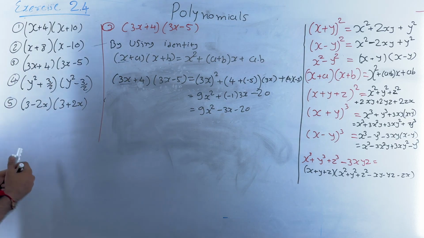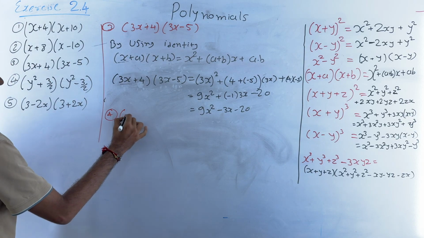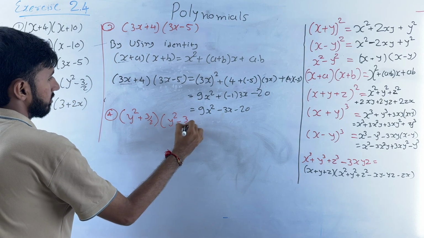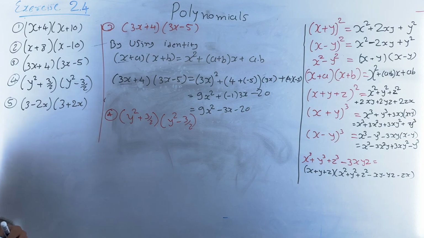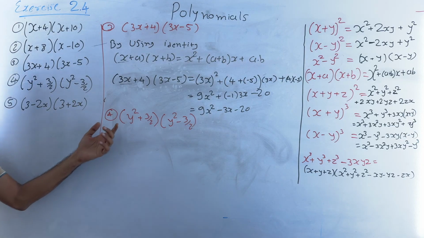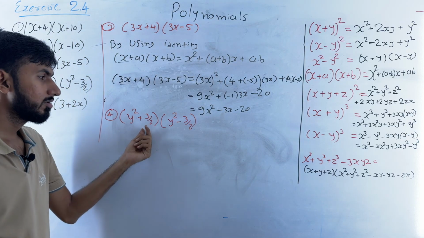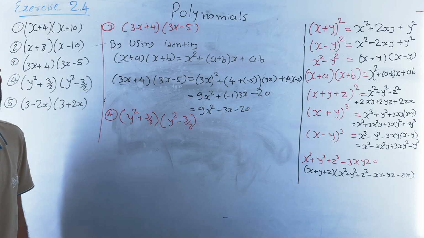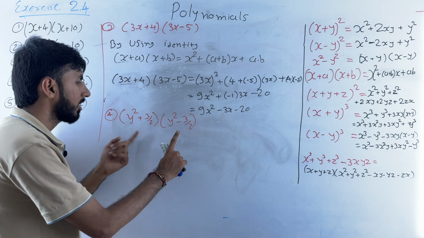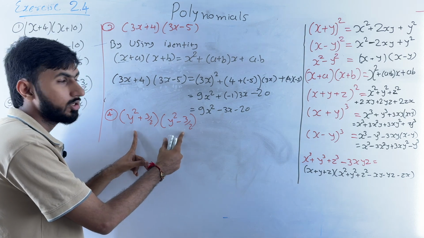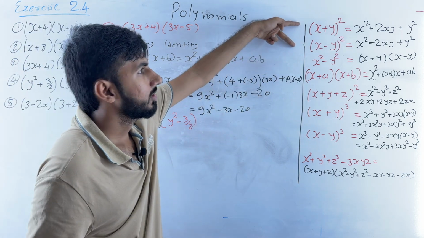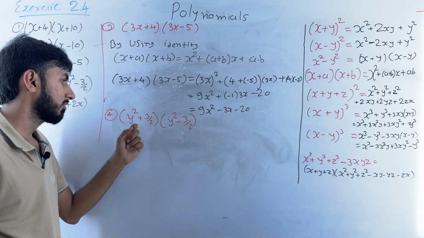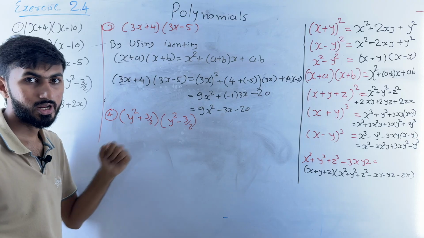Now our fourth question is y square plus 3 by 2, y square minus 3 by 2. If you see the question, you have a term y square plus 3 by 2 in one bracket, and another bracket is y square minus 3 by 2. If both the brackets are the same, then you can use the identity with squares. But here I have two different brackets. In the first bracket I have a plus sign, in the second bracket I have a minus sign.